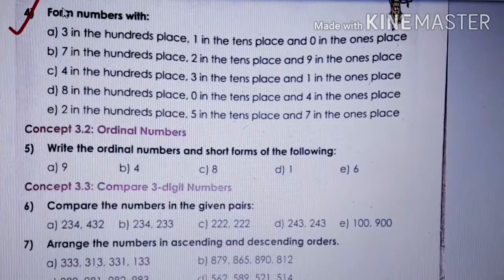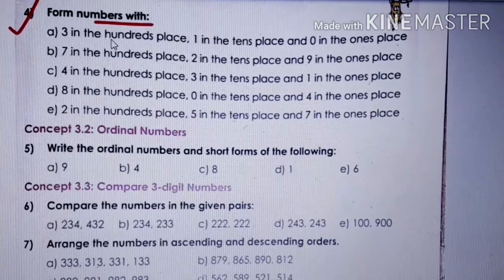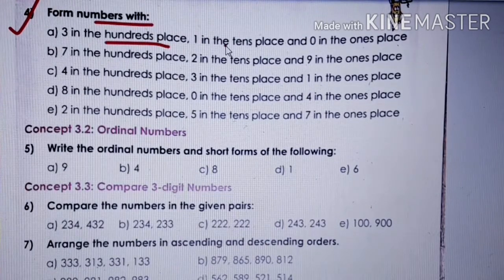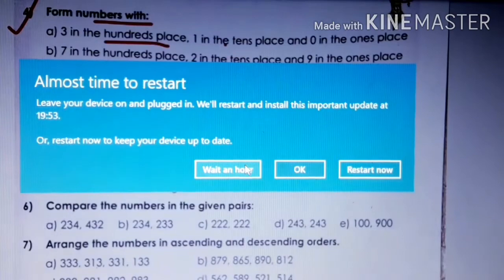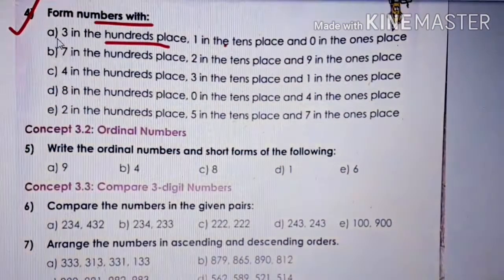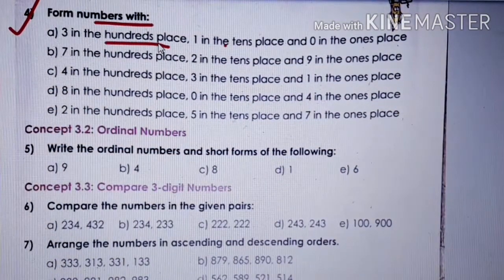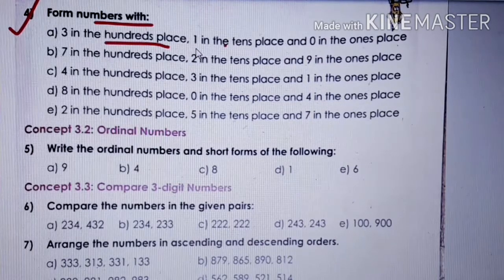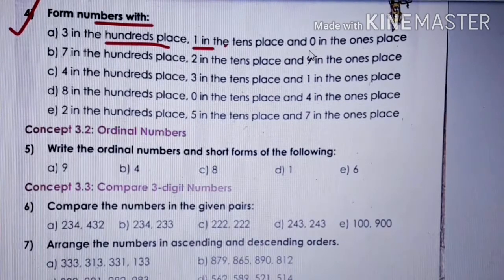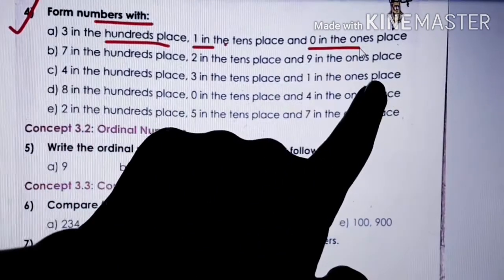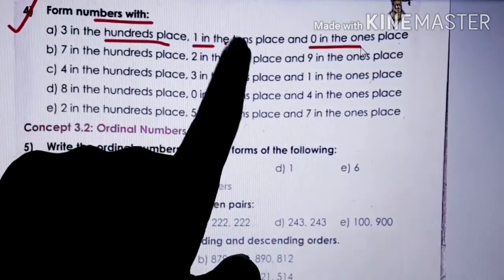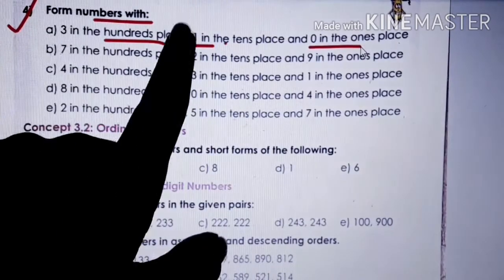Question number 4. Form the numbers. You know the place values of the digits, so you are going to put the digits in that place and you are going to find out the numbers. Okay, so the first question is what? 3 in the hundreds place, 1 in the tens place and 0 in the ones place. So you are going to put 0 in ones place, then 1 in tens place, 3 in hundreds place.